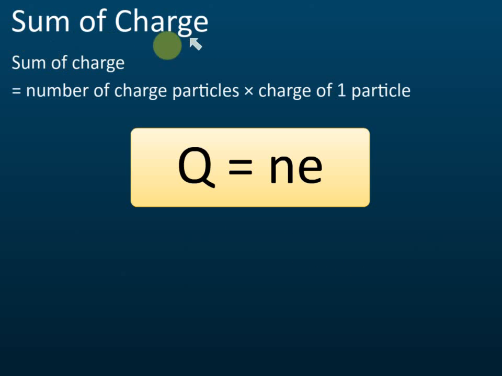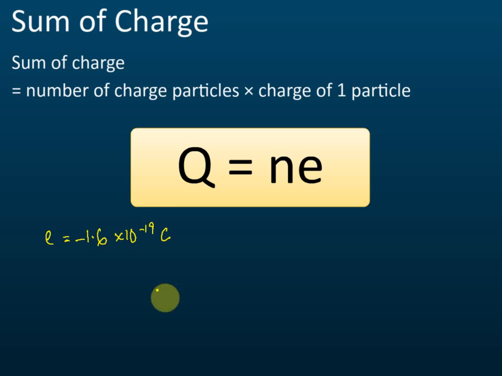Sum of charge. We can find the sum of charge by using this formula. Sum of charge equals the number of charged particles times the charge of one particle, or the formula Q equals Ne. For example, let's say the charge of an electron is given by e, e equals negative 1.6 times 10 to the power of negative 19 Coulomb, right?